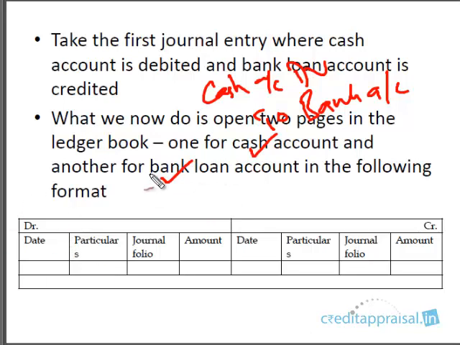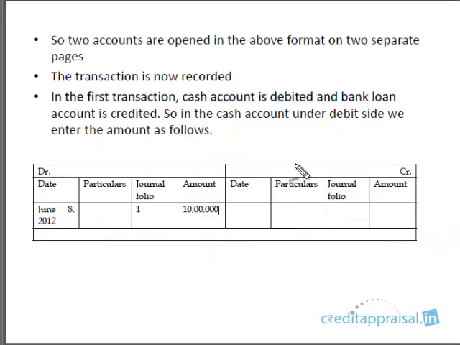The ledger will be having 2 heads. One is the debit and the other is the credit, and in each head we will be mentioning the date, the particulars, journal folio, and amount. This is how we draw up a ledger. For each head, we will be having a separate page. This book is known as the ledger, and then we record the transactions.